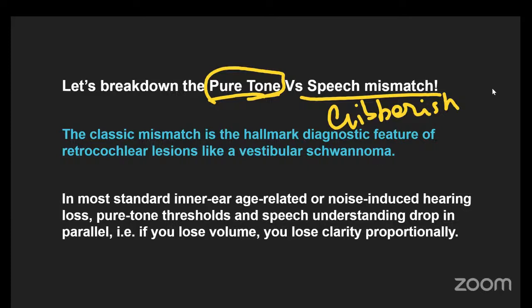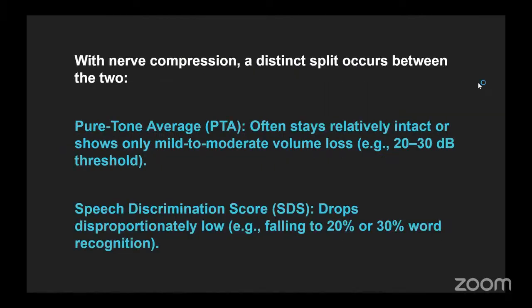Let's look at another slide. So when that happens, there's this distinct split. The PTA is going to be relatively intact, or even if there is loss, there is going to be mild to moderate loss. But speech discrimination score is going to drop significantly. They would be able to hear, but they would not be able to discriminate what is being said despite knowing the language. Is it making some sense now?